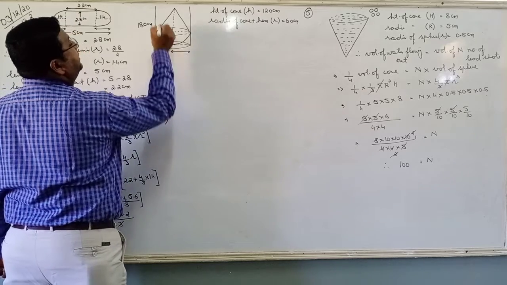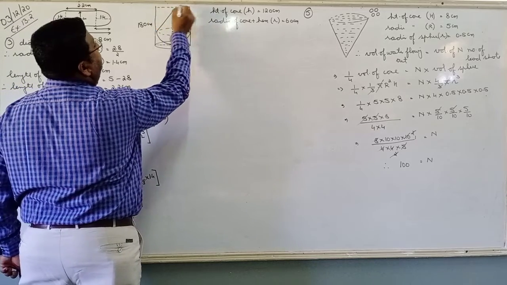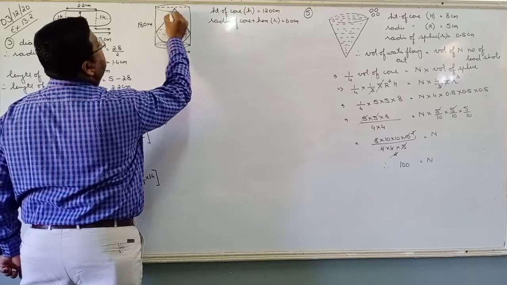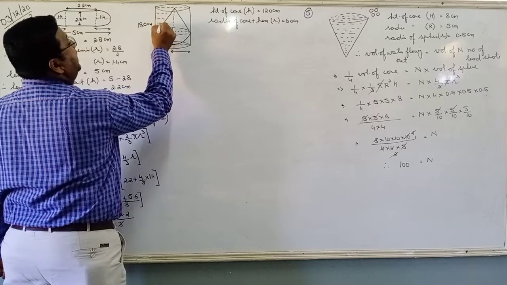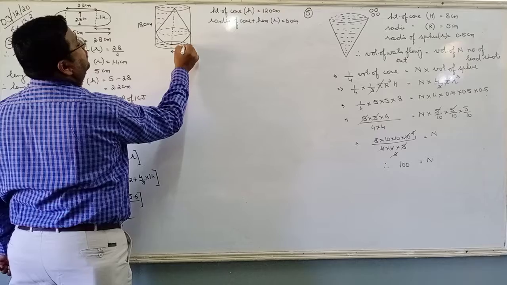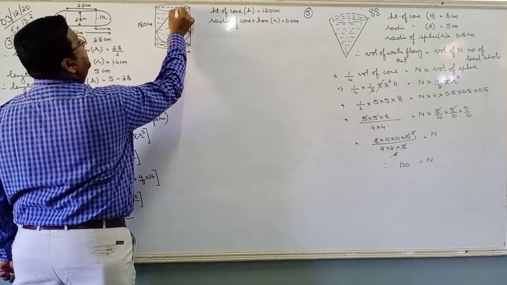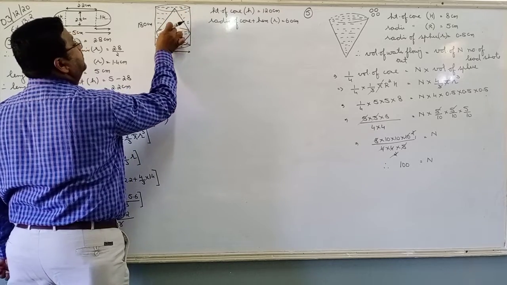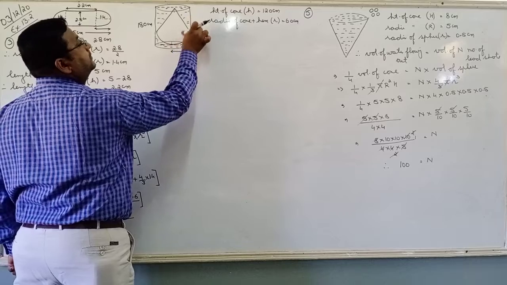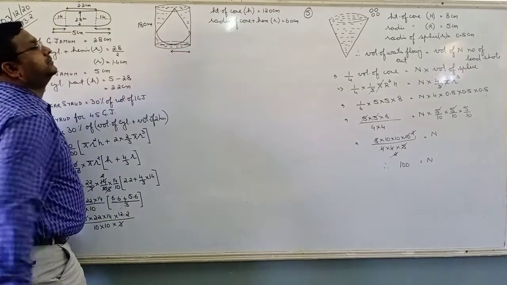Is the radius of all three the same? He says, find the volume of water left. So what are we going to do? Volume of cylinder minus volume of this solid. Isn't it? Yes or no?